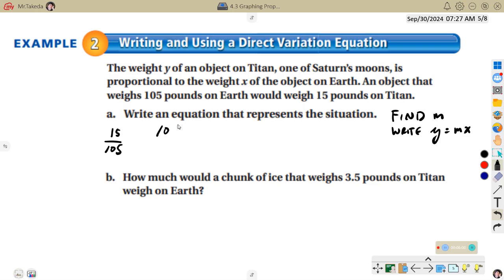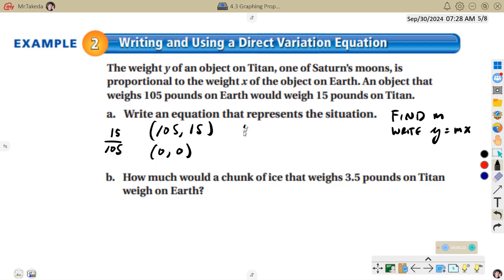105 is our X, 15 is my Y. I got that backwards. No, this is right. 105 is Earth, 15 is Titan. So this is Y over X. And then we know 0, 0 as well, right?